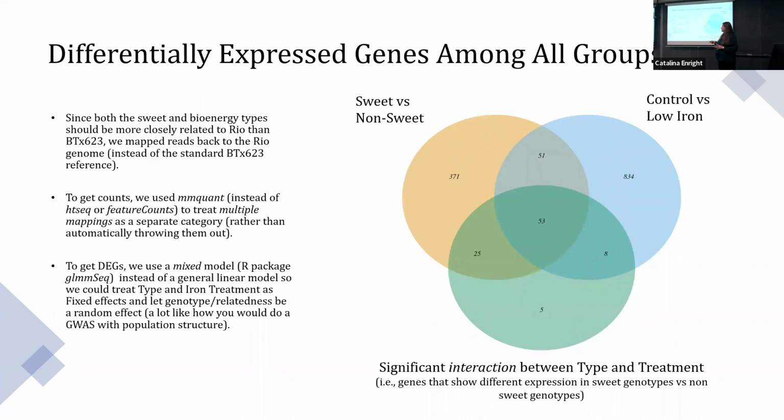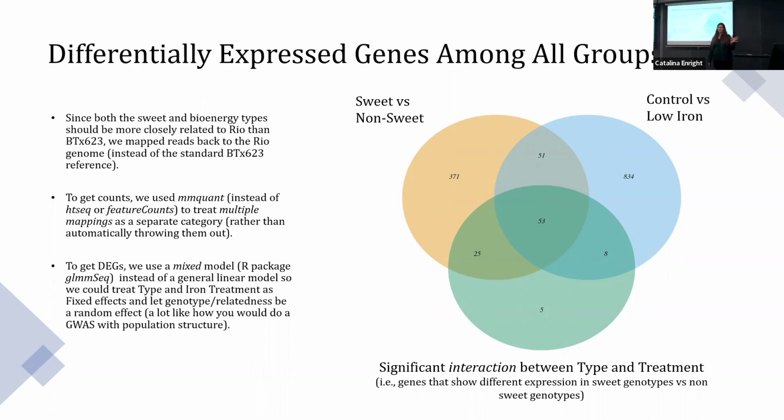And just to give you a little background on how we did the analysis, we did a couple of things that weren't entirely standard. One thing is, we had multiple genomes now, so we tried mapping our data back to both. What we found was that in general, because everything we're growing here is either biomass or sweet type, they map slightly better to the Rio genome than to BTX. We get a higher percentage, so we went forward with those results.